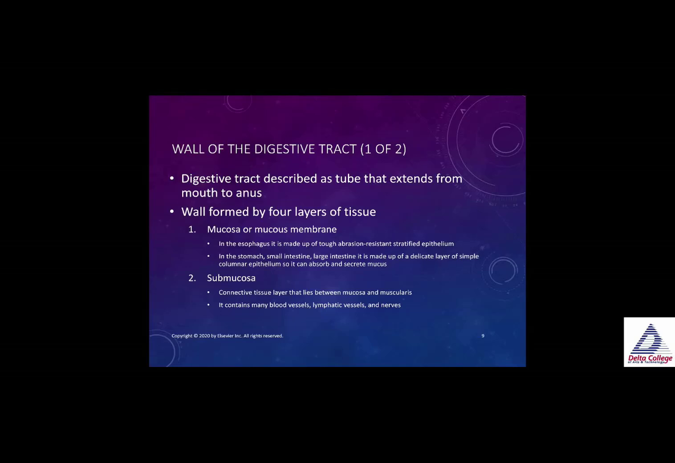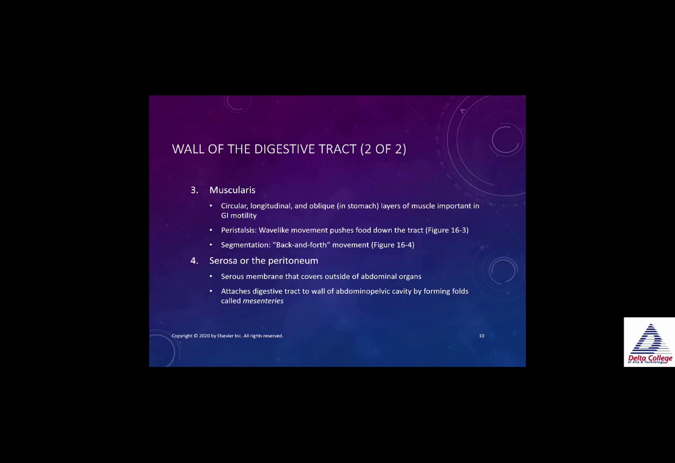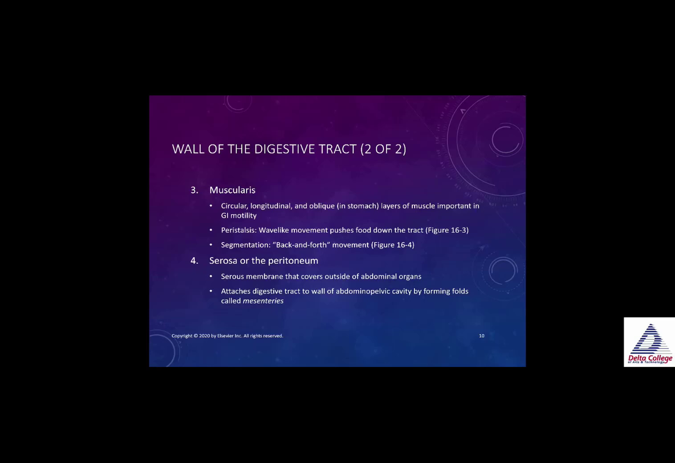The submucosa is a connective tissue layer that lies between the mucosa and the muscularis, or the muscular layer. It contains many blood vessels, lymphatic vessels, and nerves. The muscularis is the muscular layer. This is the circular, longitudinal, and oblique in the stomach layers of muscle that are important in GI motility. Peristalsis comes because of the muscularis layer. Peristalsis is defined as a wave-like movement that pushes food down the tract. Segmentation is the back and forth movement.